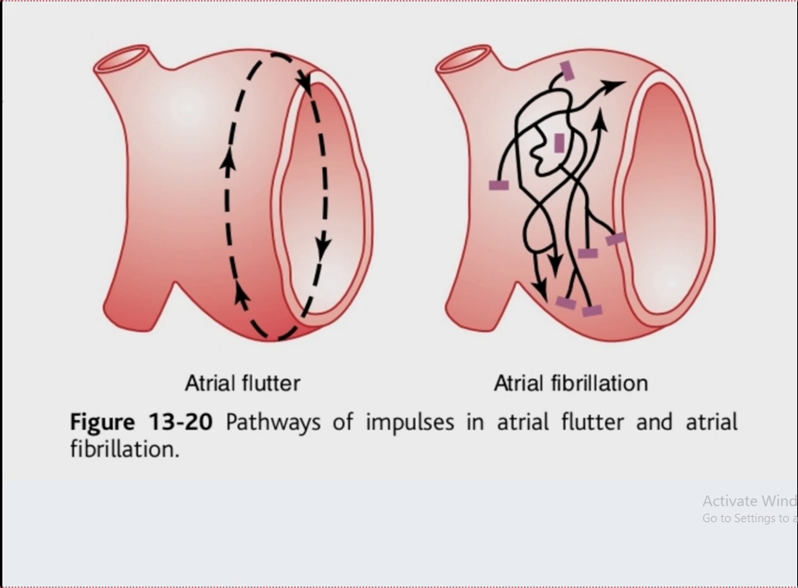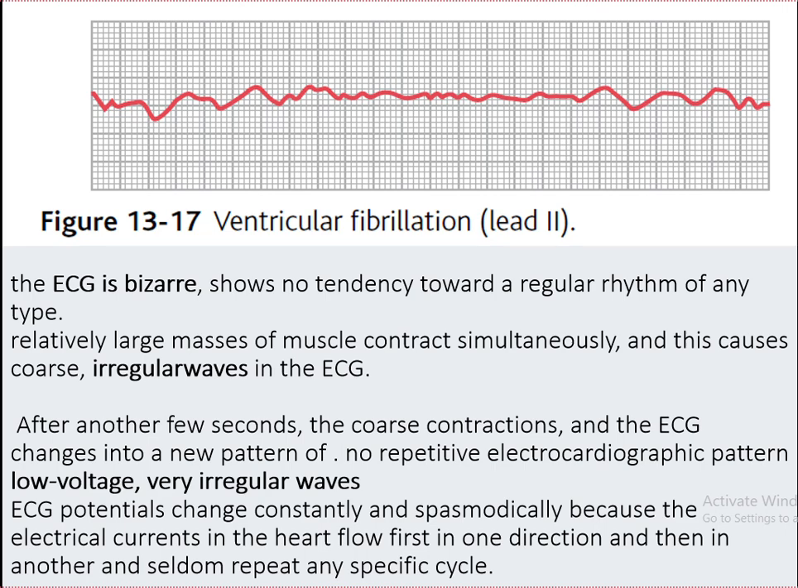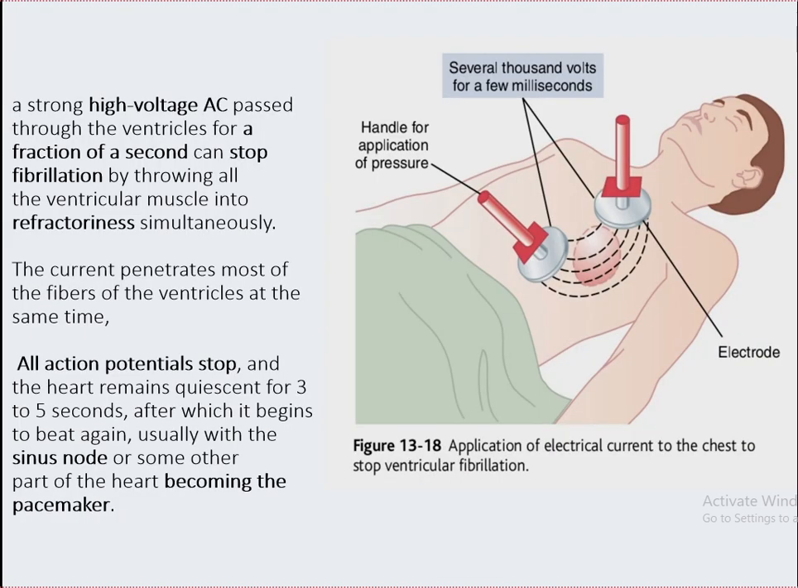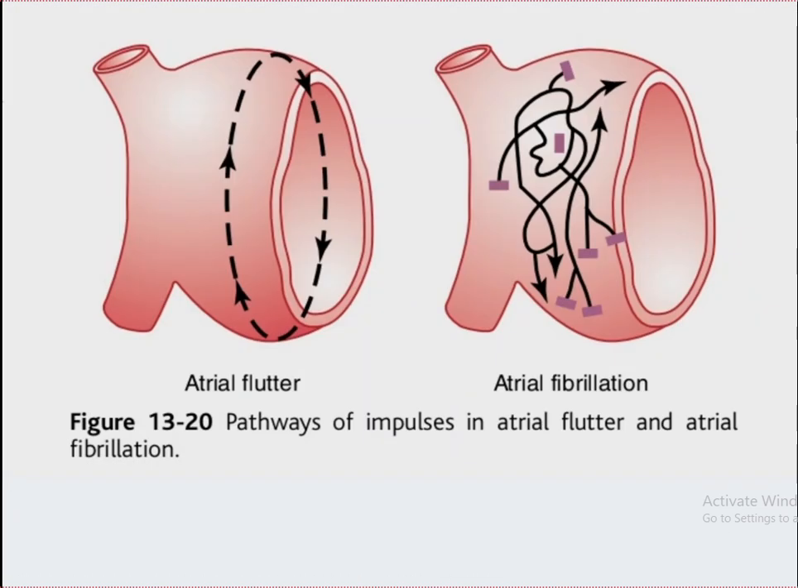If you look at the wave, it has no specific pattern. For example, if you look at ventricular fibrillation, there is no specific pattern because now the flow of the impulses is disorganized. If it's atrial fibrillation, you find that the impulse is flowing in many directions, changing direction, changing direction. With ventricular, it is the same. So there is no specific pattern.